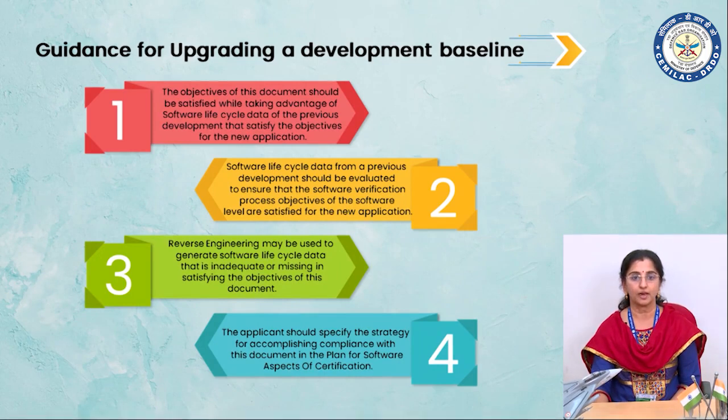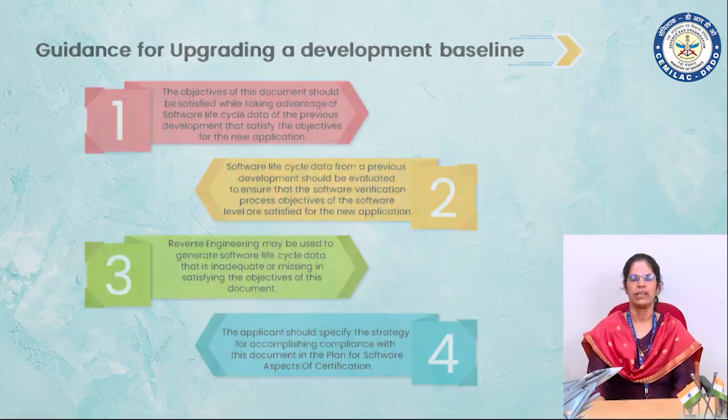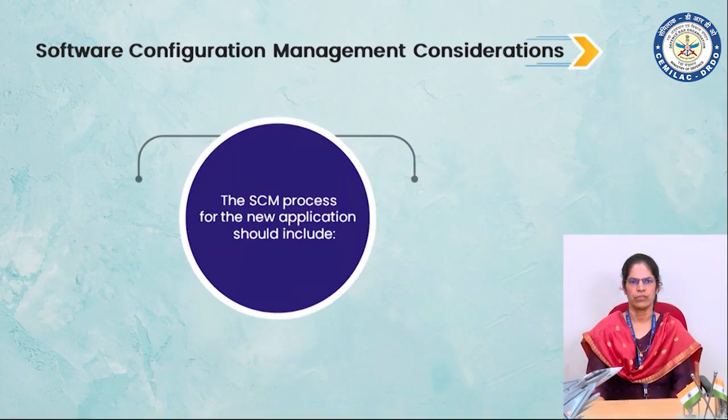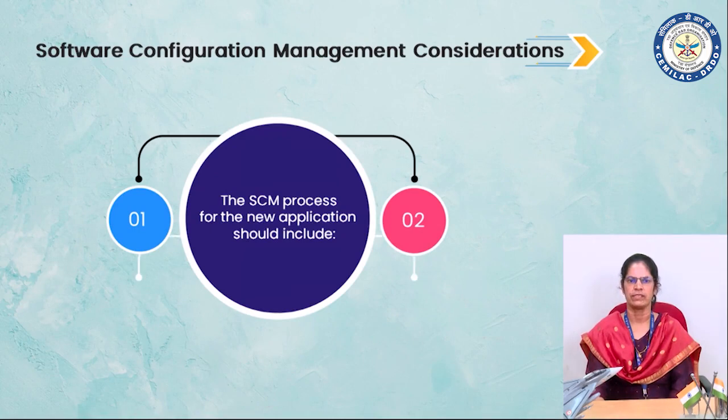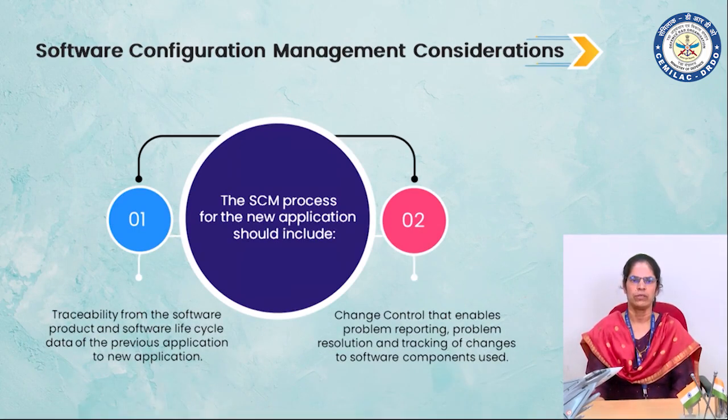Now, the question is, Gracie, what should the software configuration management process for a new application include? Thank you, Sudha. Let me explain the software configuration management process for previously developed software. It includes two important points. One, traceability from the software product and the lifecycle data of the previous application to the new application. Change control that enables problem reporting, problem resolution, tracking of changes are also to be available.